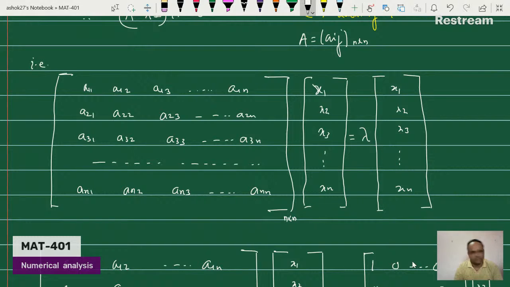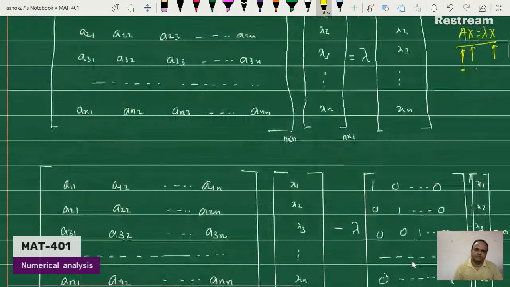A1j, then A2j, A3j, and then Anj. So these n rows are there. A11, A12 up to A1n, then A21, A22 up to A2n, that is the second row. Third row, that is A31, A32 up to A3n, and the nth row, that is An1, An2 up to Ann. So this is matrix A. This is an n cross 1 vector matrix, x1 up to xn, and that is equal to lambda x. So we just write this equation, that is Ax equal to lambda x. We write here the value of A and the value of x only. See, so the resulting system looks like this.